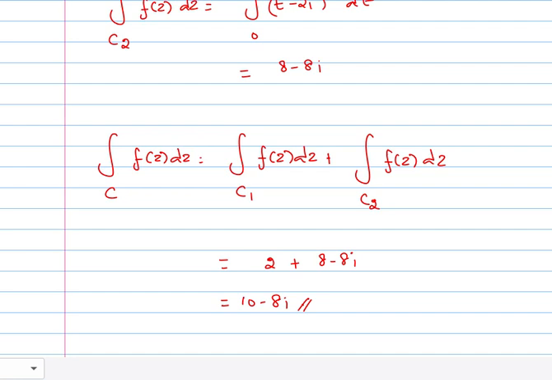This is how to evaluate the integral of z bar along the curve C. I hope you understand the complex integration, how to evaluate the complex integration.